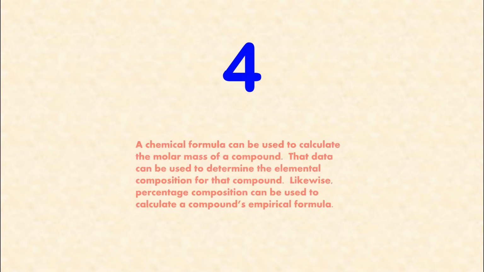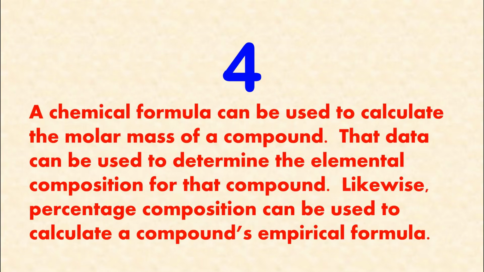So we could get a pretty good estimate of the average atomic mass of an element just by looking at the mass spectrum given for an element. Number 4. A chemical formula can be used to calculate the molar mass of a compound. That data can be used to determine the elemental composition for that compound. Likewise, percentage composition can be used to calculate a compound's empirical formula.